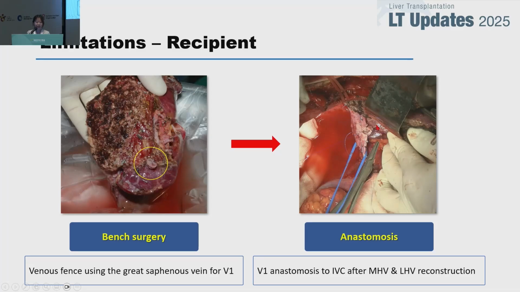From the recipient perspective, including the caudate lobe means that it requires anastomosis of the caudate vein to the IVC. In our hospital, we routinely perform anastomosis of V1 to the IVC after middle and left hepatic vein reconstruction. The figure on the left shows the bench surgery. We are performing the venous extension using the great saphenous vein for V1. It's performed when required for easier anastomosis and efficient outflow after the anastomosis.